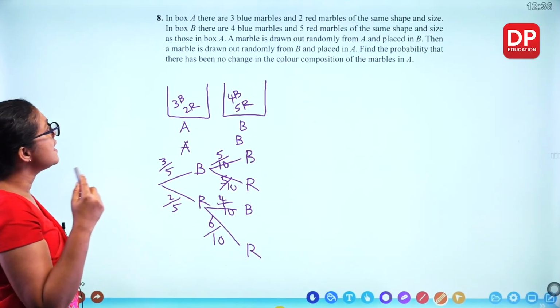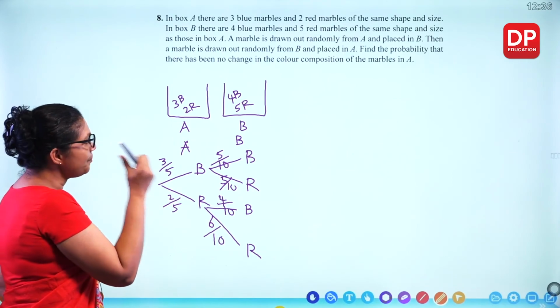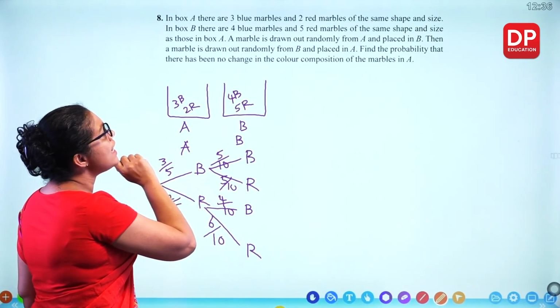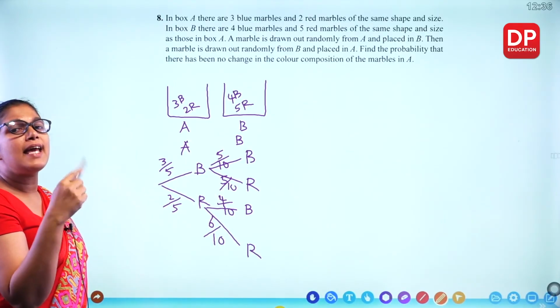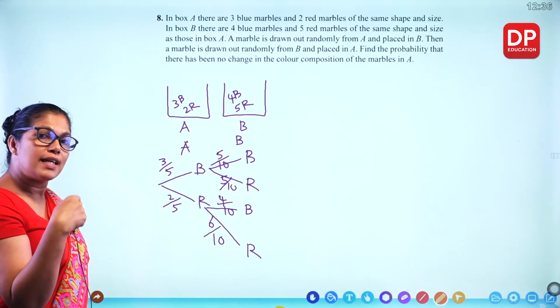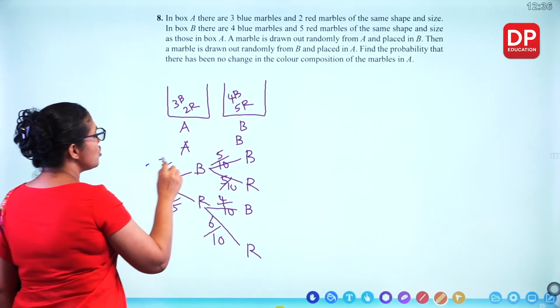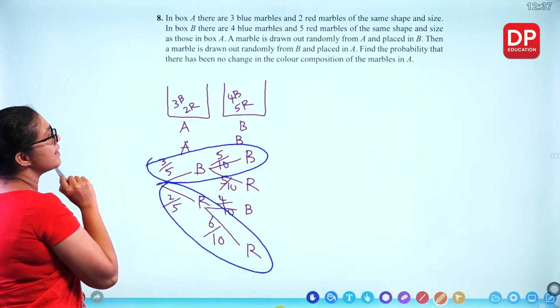Find the probability that there has been no change in the color. That means, find the probability that there has been no change in the color means giving black and taking black again, or giving red and taking red again. So what are the branches? Black, black, or red, red.